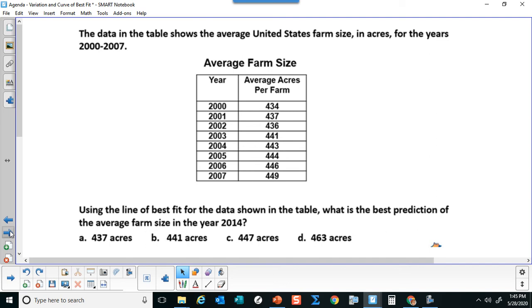Using the line of best fit for the data shown in the table, what is the best prediction of the average farm size in the year 2014? So we need to write a line of best fit and then use that equation to make a prediction.